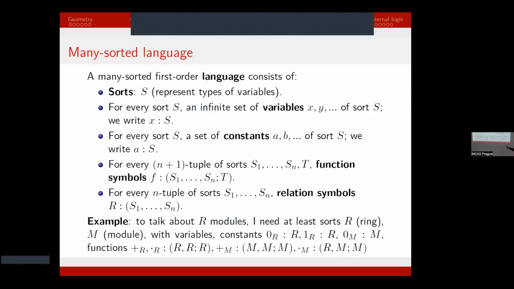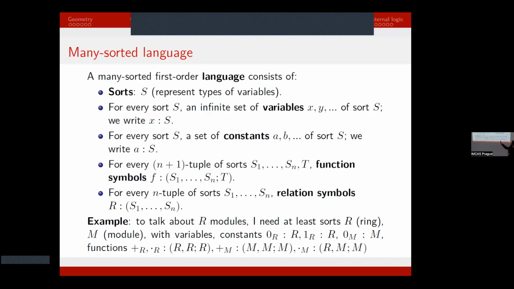And now for every (n+1)-tuple of sorts, S1, ..., Sn, S, we can have function symbols. Function symbols will be denoted this way, with commas between the first ones and a semicolon for the last one, to denote that these will be the wannabe domain and this will be the codomain. Examples in our case are the two operations on the ring. So these are from R: they take two elements in R and give us an element in R.